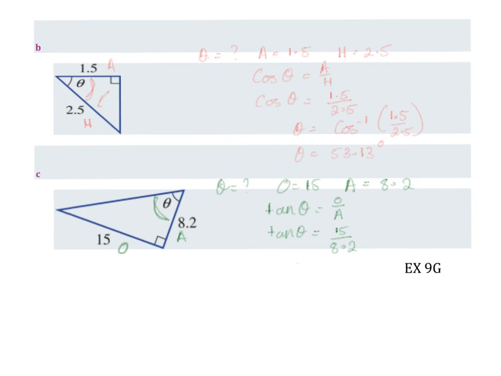And of course, theta is equal to the inverse tan, bringing it over the other side, of 15 divided by 8.2. And when I put that into my calculator, I get 61.34 to 2 decimal places. And remember, that is degrees, 61.34 degrees. So when we are looking for an angle, we use inverse sine, inverse cos, and inverse tan.